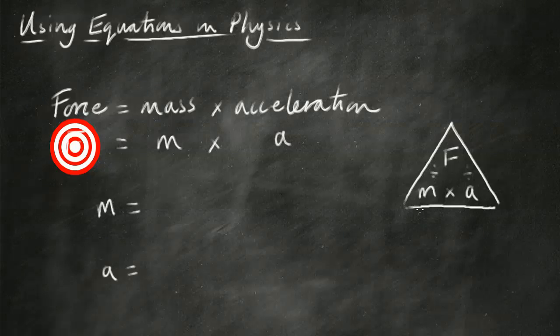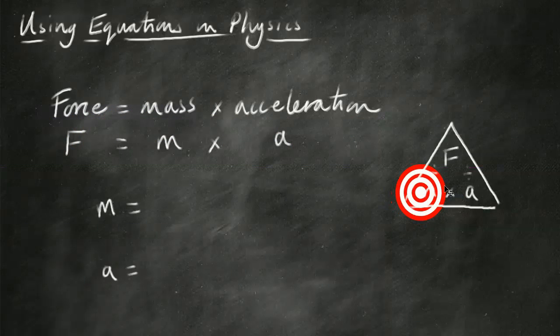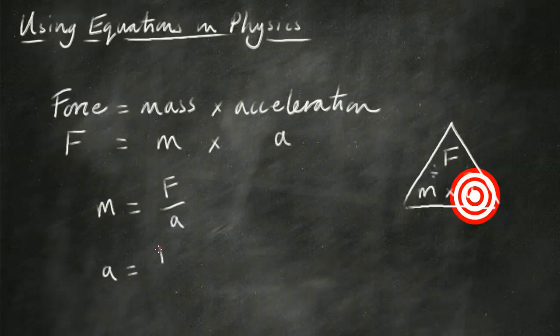Now I'm ready to use the same idea to actually work out what the equation for mass is, and then the equation for acceleration. So covering up the m, I've got F divided by a, force over acceleration. And if I want an equation for acceleration, I do a similar thing, covering up the a, and I see F over m, F divided by m, force divided by mass. And I hope that makes sense.